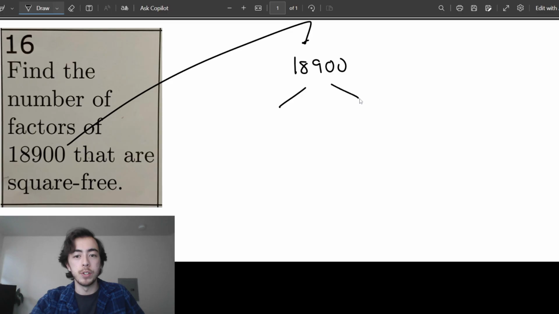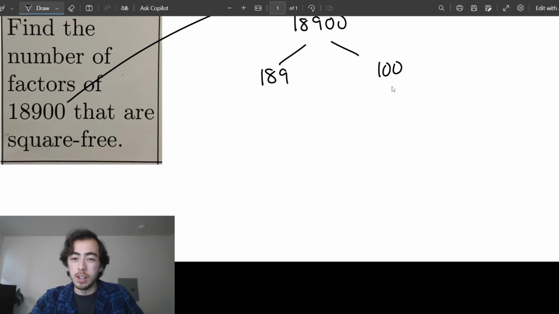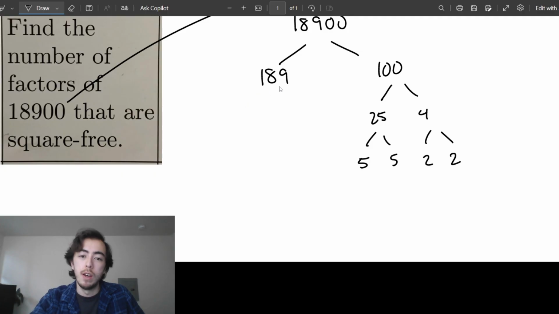I'm just going to use a factor tree. Clearly to me, it's 100 times 189. I think the 100 is a little bit easier to deal with. We could do maybe 25 times 4, and I guess we could have done 10 times 10. But this is 5 times 5, and then 2 times 2, all of which are prime numbers.